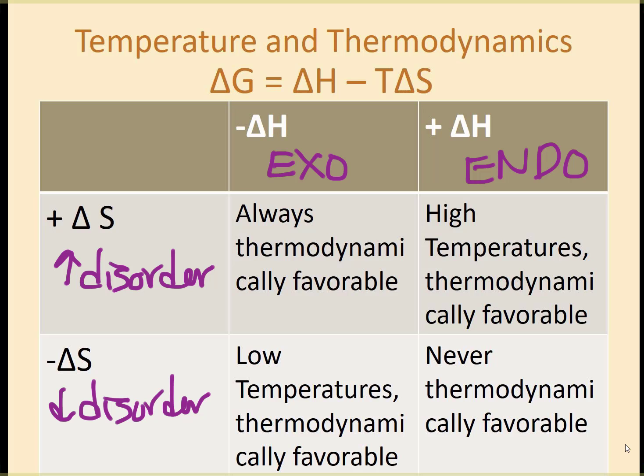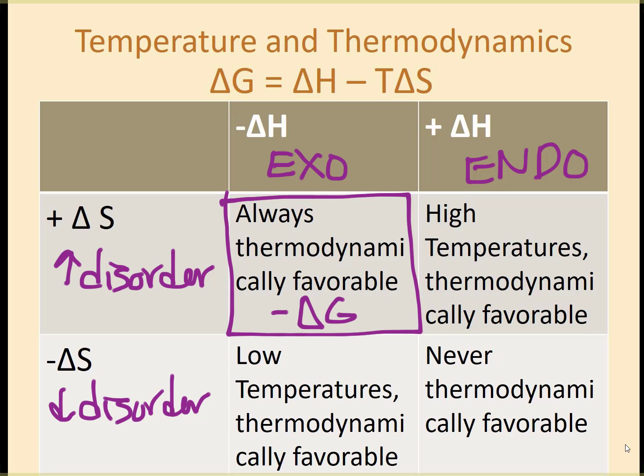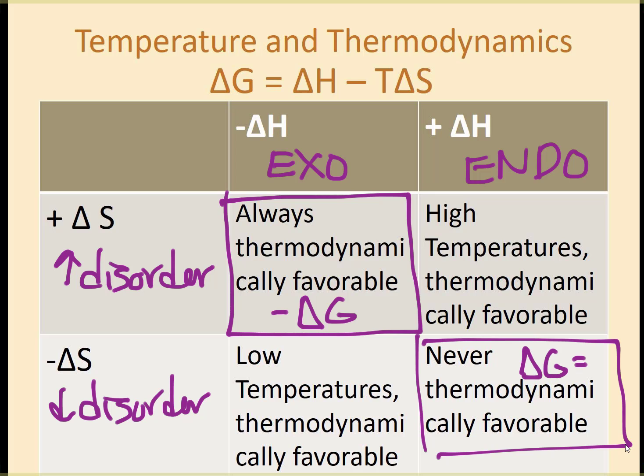So notice that when you have both that are favored, so both exothermic and increasing disorder, it will always be favorable. My delta G will always have a negative sign. And if you have the opposite, it will never be thermodynamically favorable. So your delta G will have a positive sign.